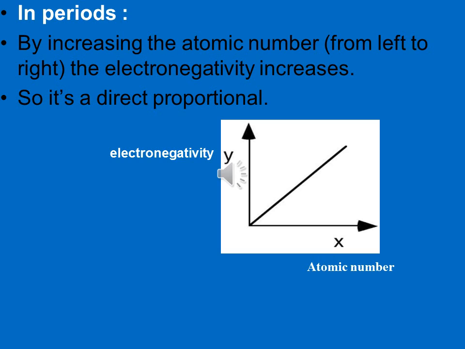And we said in period, attraction force increases. So also electronegativity increases in periods. And as we said, the atomic number is always increasing in periods and in groups. So by increasing the atomic number, electronegativity increases in periods. And it's a direct relation between electronegativity and the atomic number.